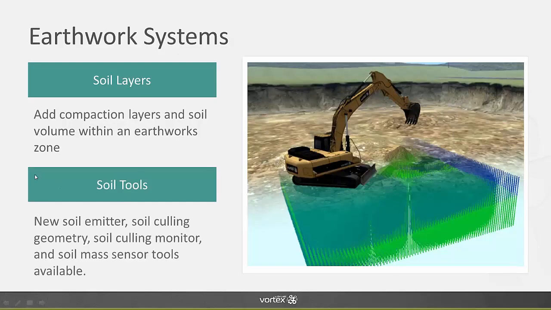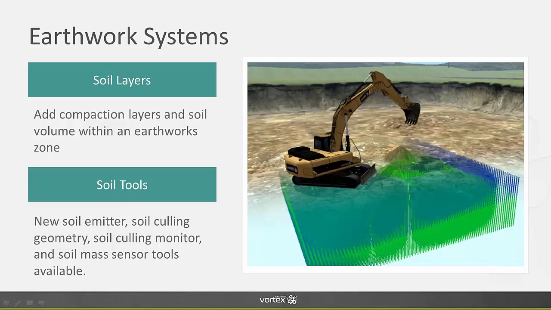Some new soil tools were also added to Earthworks in 6.6. The soil emitter is one of those. It allows you to generate new soil particles to simulate tools, for example, such as a concrete bucket or a hopper. The soil culling geometry, for its part, removes existing particles along a specified geometry.